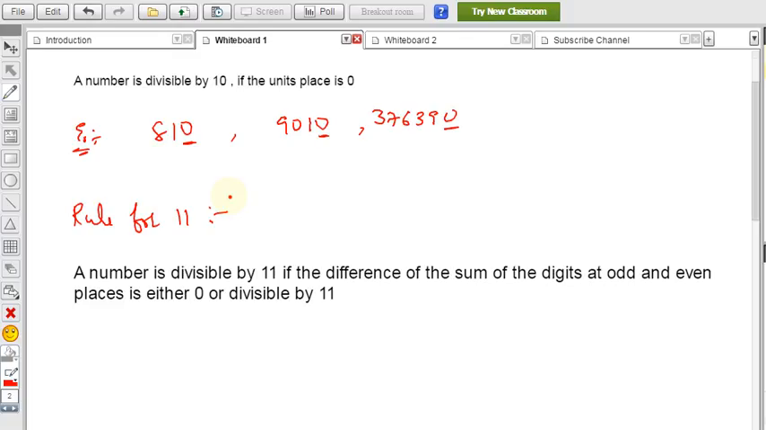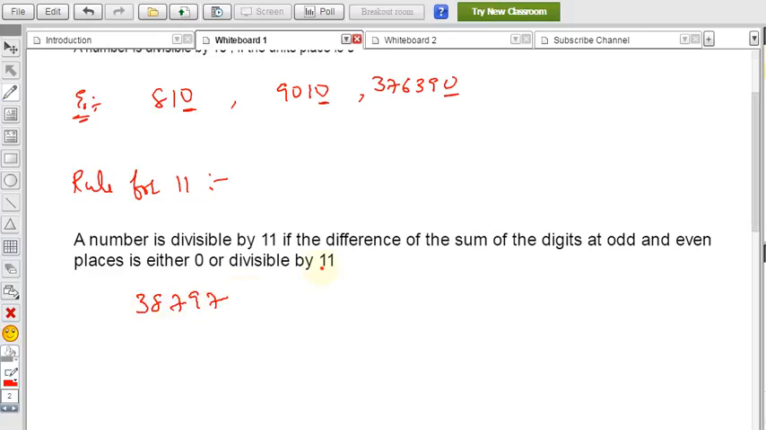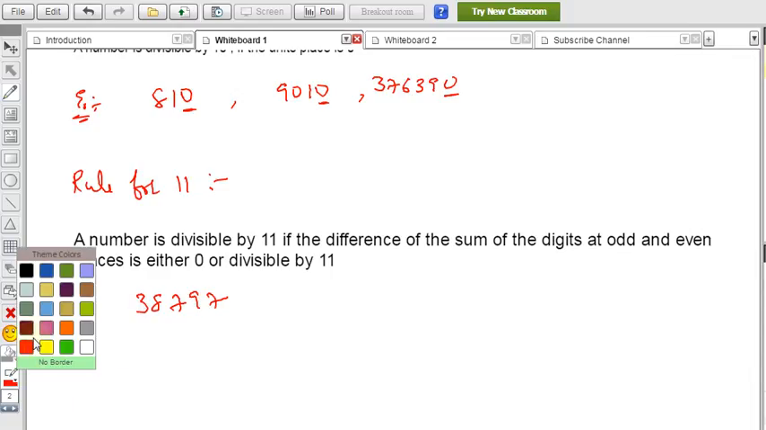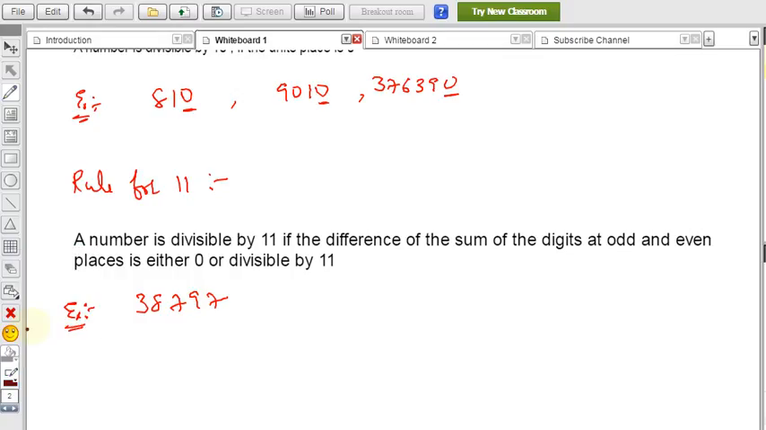So I'm taking a number, for example 38,797. You have to check whether it is divisible by 11 or not. Now the odd places, not digits: first place, third place and fifth place, that is 3 plus 7 plus 7. Okay, that is 17.